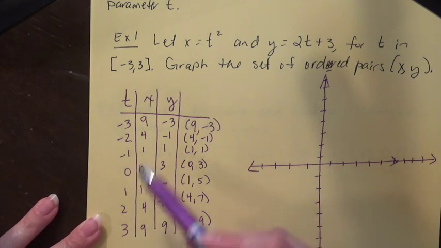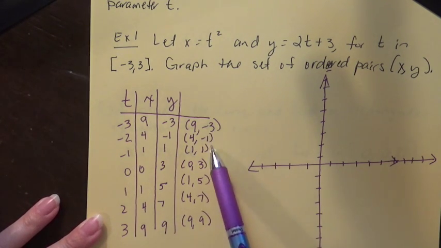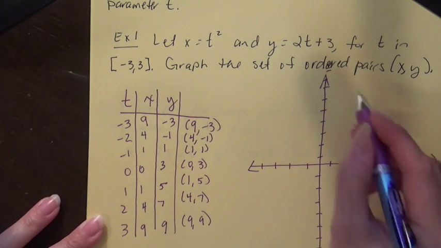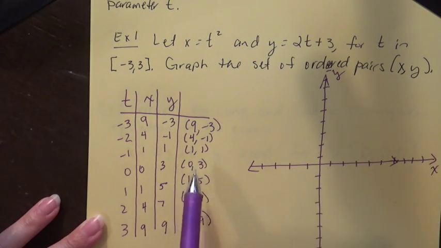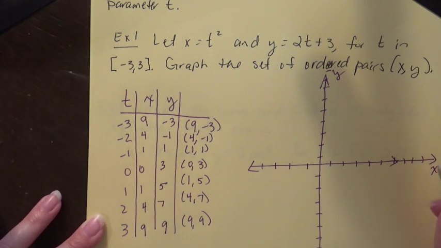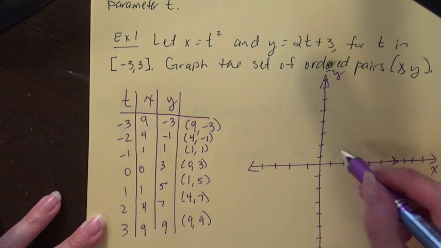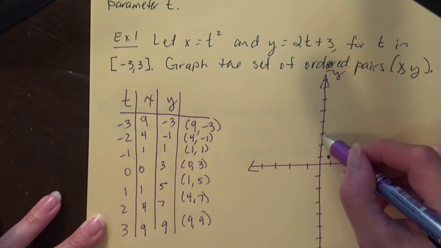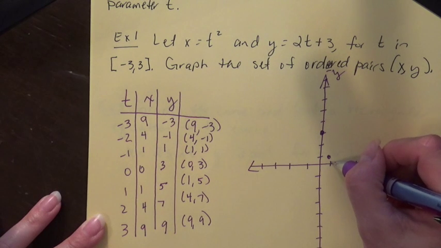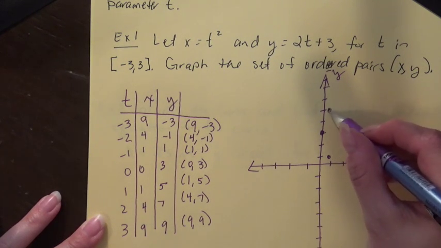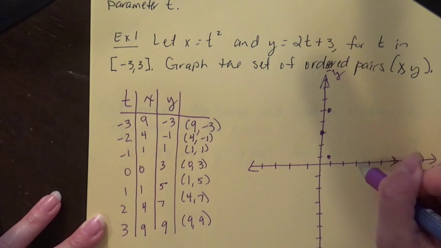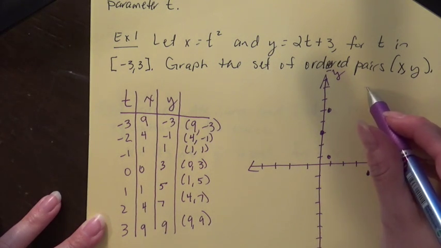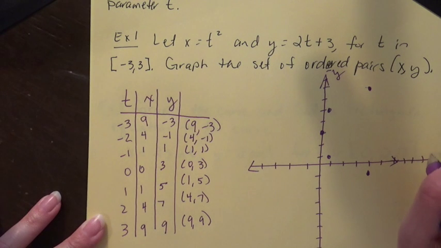Okay, so I've completed my table. I'm now going to plot these ordered pairs that I've found just by doing simple substitutions. So I've got 9, -3. It's over here. 4, -1. Here's 1, 1, 0, 3, 1, 5, 4, 7, and 9, 9.